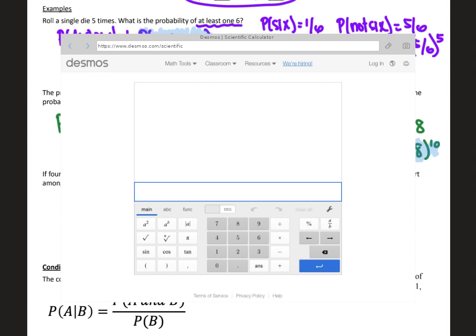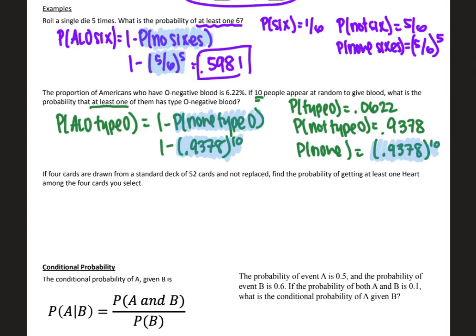So putting that in our calculator is going to be 1 minus 0.9378 to the 10th power. So the probability that at least one has type O blood is going to be 0.4739. So final answer is going to be 0.4739.